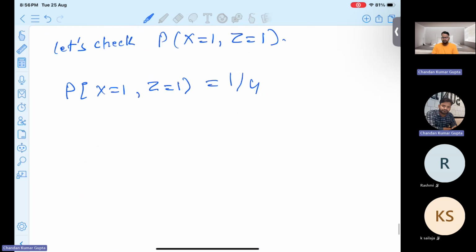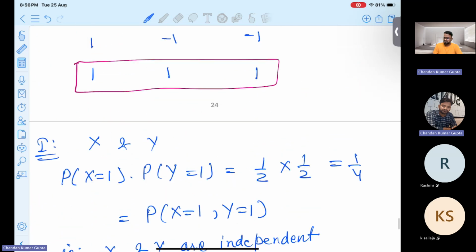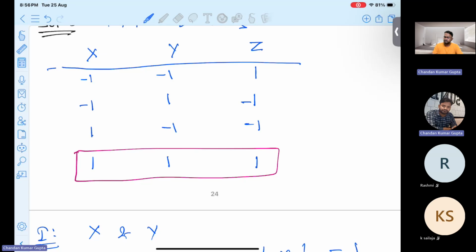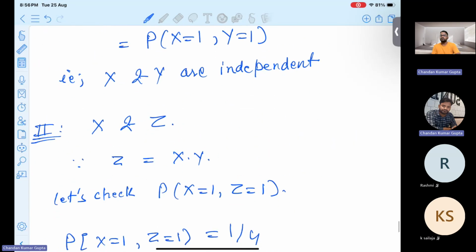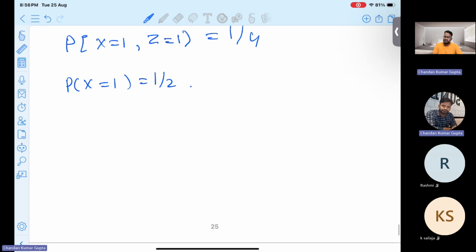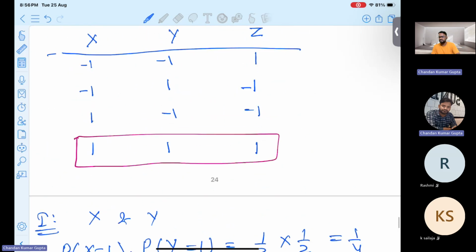The next step is to find the probability that x is equal to 1, which is 1 by 2. Now we need to find the probability that z equal to 1. Z equal to 1 has one probability for x equal to 1, y equal to 1, and another with this. So it's 1 by 4 plus 1 by 4, which comes out to be 1 by 2. Here you can see directly.